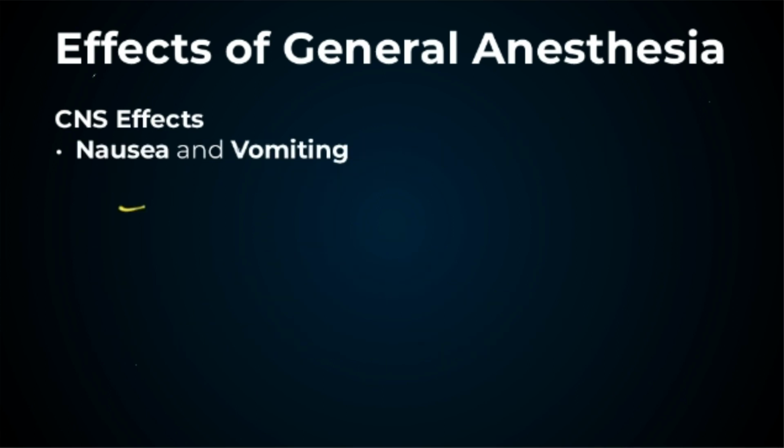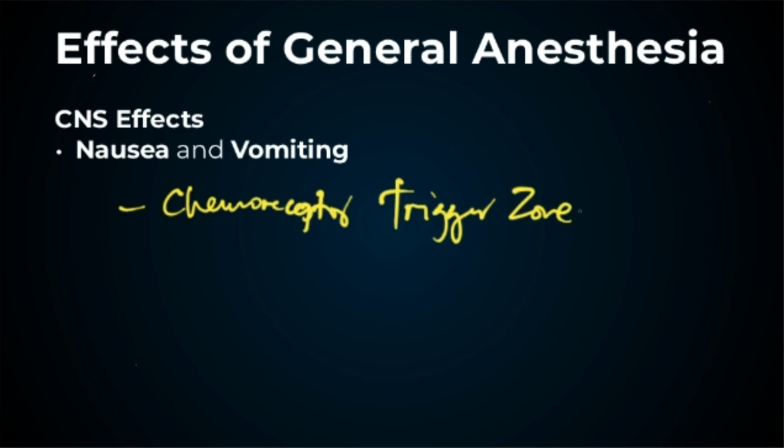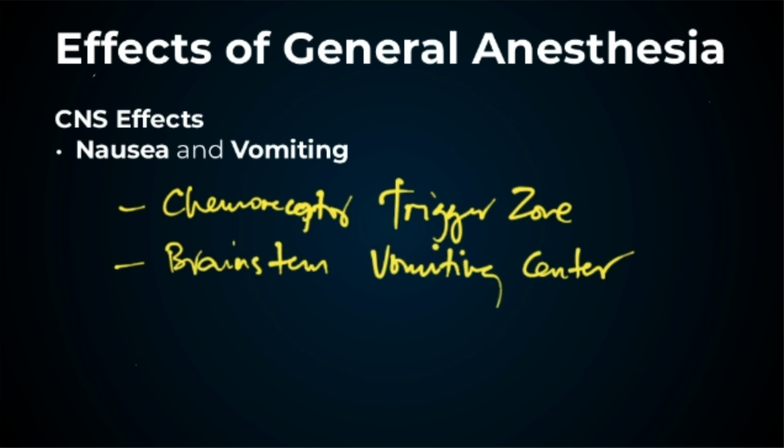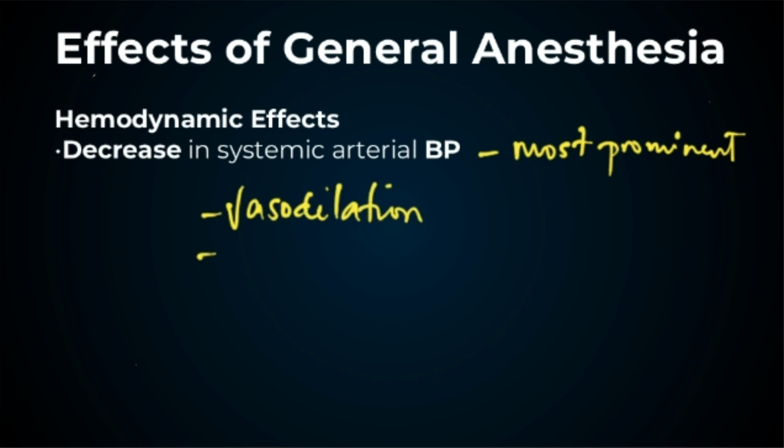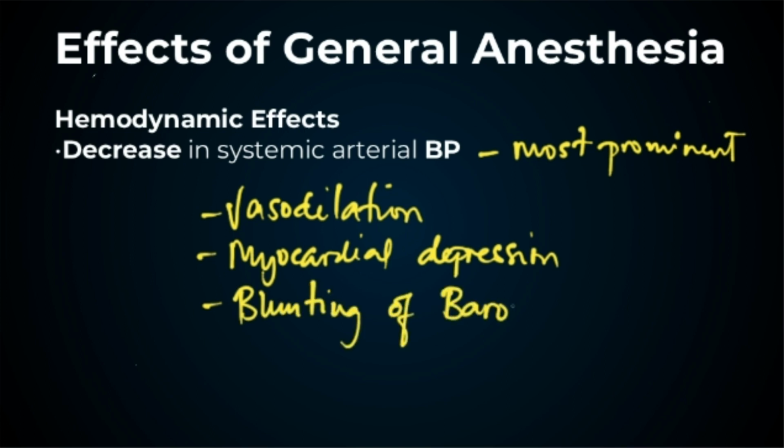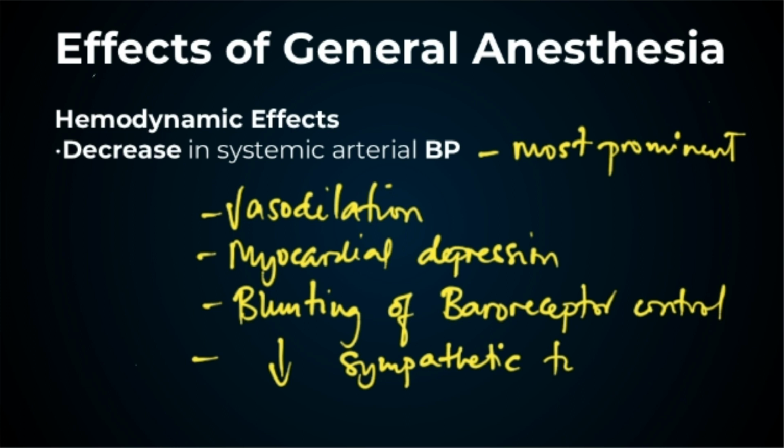General anesthesia also has nausea and vomiting effects on the nervous system. This is because of the action of anesthetics on the chemoreceptor trigger zone and the brainstem vomiting center. General anesthesia also has hemodynamic effects. Generally, it decreases the systemic arterial blood pressure. This is actually the most prominent effect. This may be due to vasodilation, myocardial depression, blunting of baroreceptor control, and also a generalized decrease in sympathetic tone.